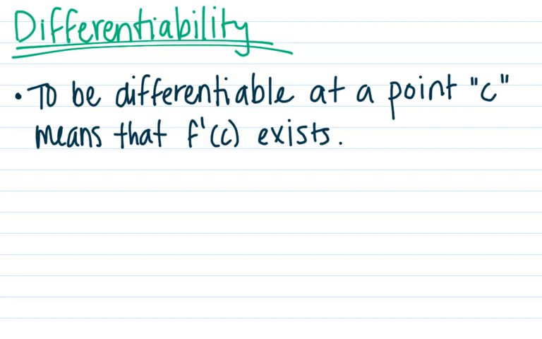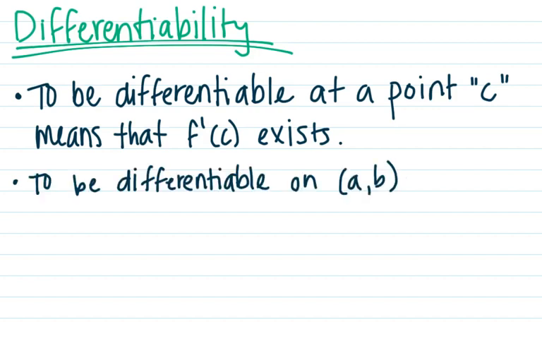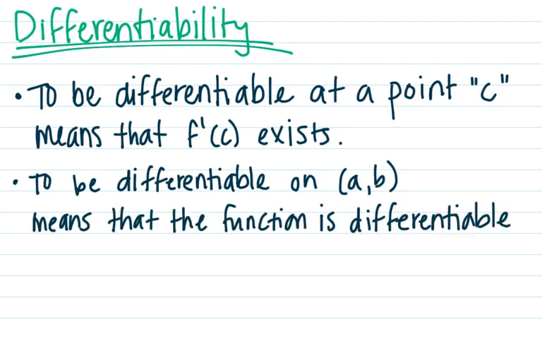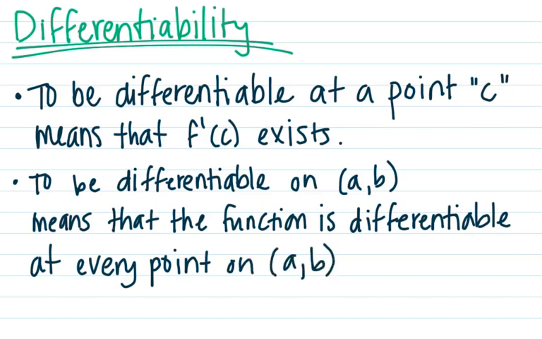So the next step is on an interval. To be differentiable on the interval (a, b), and that is not inclusive, means that the function is differentiable at every point on that interval. So again, this may still seem a little bit obvious, but basically we're saying that if a function is differentiable on a whole interval, that means we can take the derivative at any of those values between a and b.